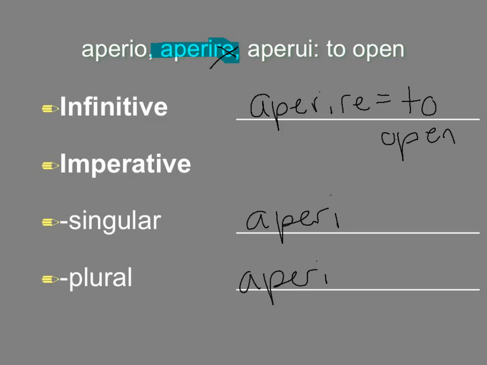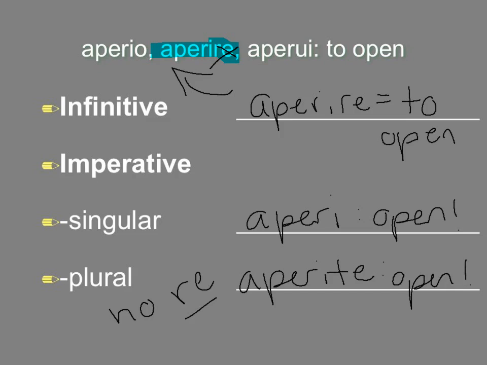And aperi is my singular, and my plural is the same with the difference being it will have a TE on the end, aperite. Then they both translate as open, but with an exclamation point on the end. So we're always using our second principal part right there. And then we're chopping off RE. And then for the plural, we're adding a TE for the plural imperative. Let's do one more.